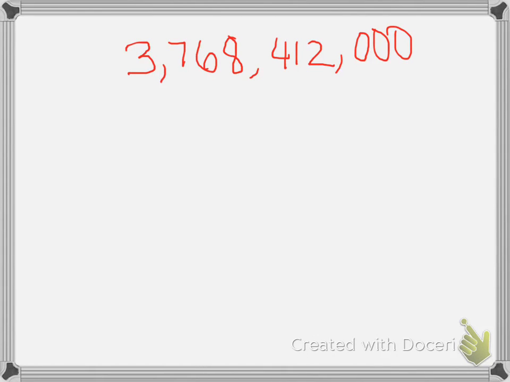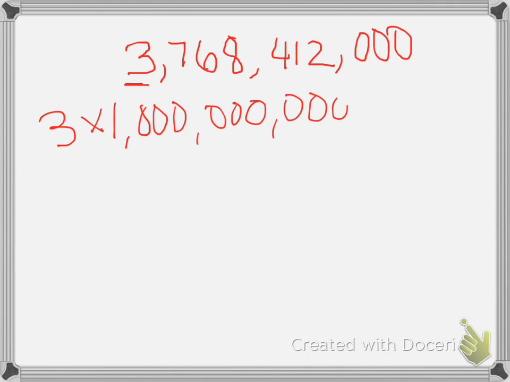Number 1 says write the following number in expanded form. So if you look here at the 3, it's in the billions place. So it would be 3 times 1 billion.